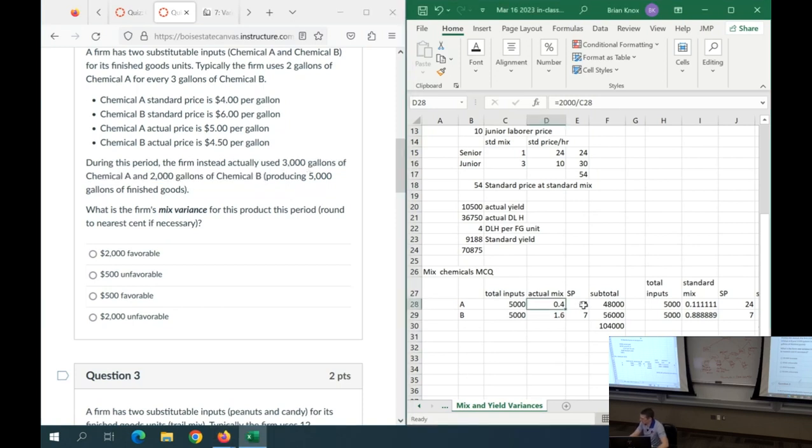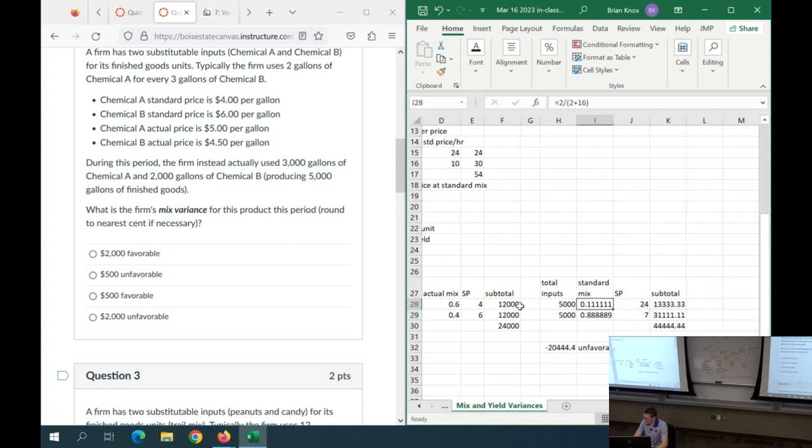That's why I'm saying that. Standard prices are $4 for chemical A and $6 for chemical B. Our actual mix, now my old equations don't work. Our actual mix is 3,000 gallons of chemical A out of the 5,000 gallons used. So 60% of our actual finished product was chemical A, and 40%, 2,000 out of the 5,000, was chemical B.